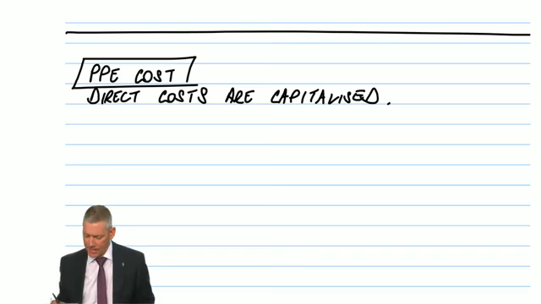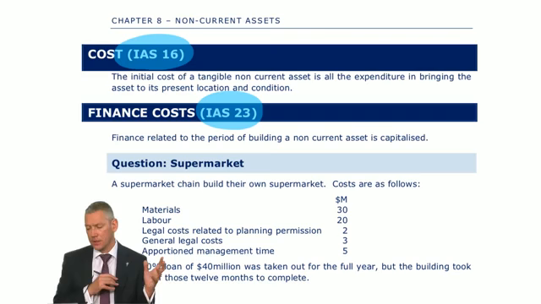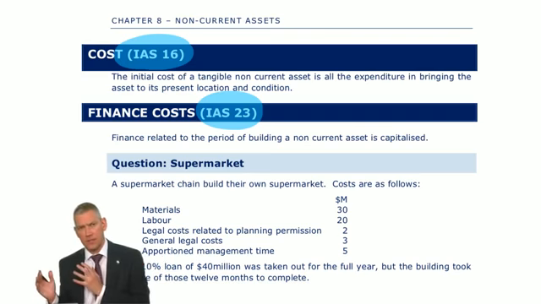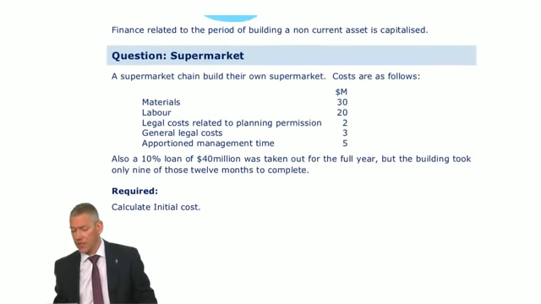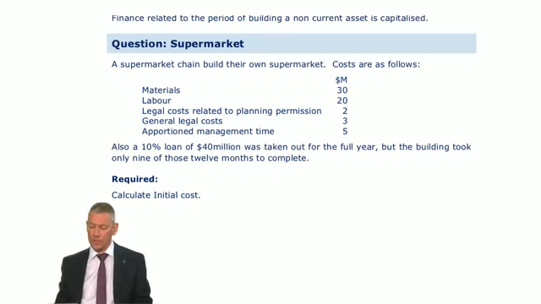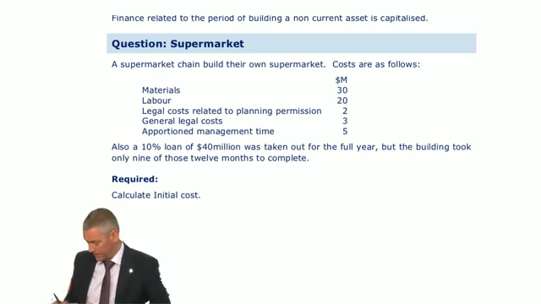And it's a bit mad, but the build costs are in one standard, that's IAS 16, but the finance costs are kept in another standard. It doesn't make any sense at all, but that's the way it is. That's the way the old ISB did it all those years ago. When was this done? Like the 1990s. The actual idea is not bad, but having it in two separate standards, that's mad. Anyway, here we go, supermarket.